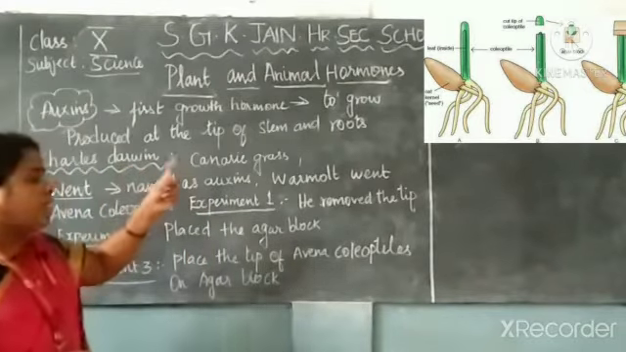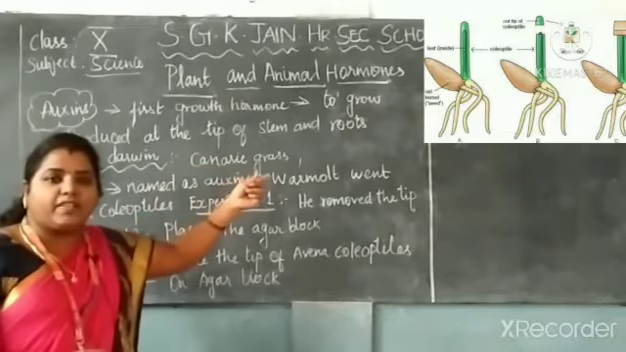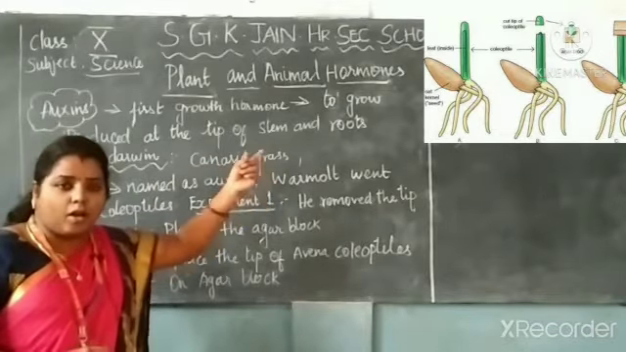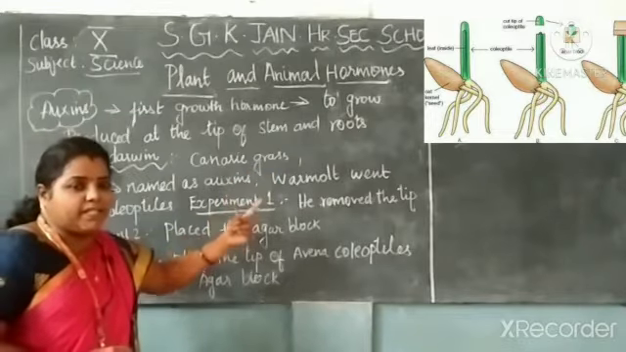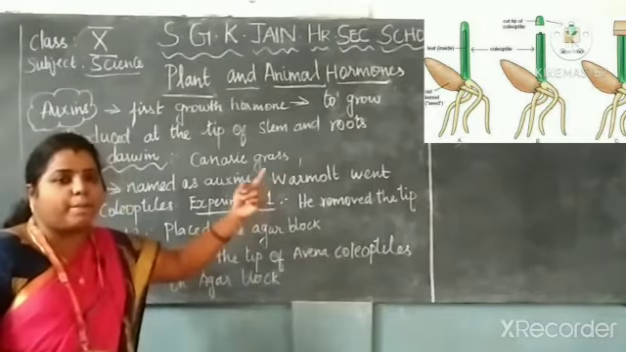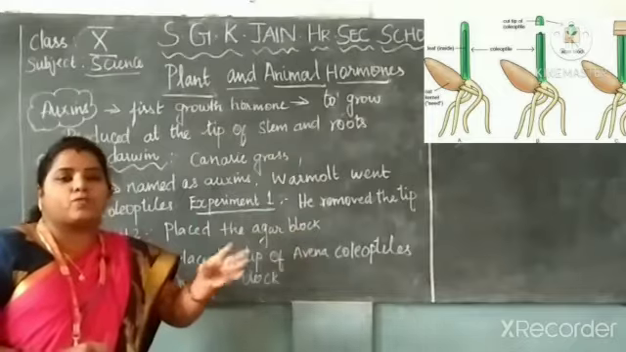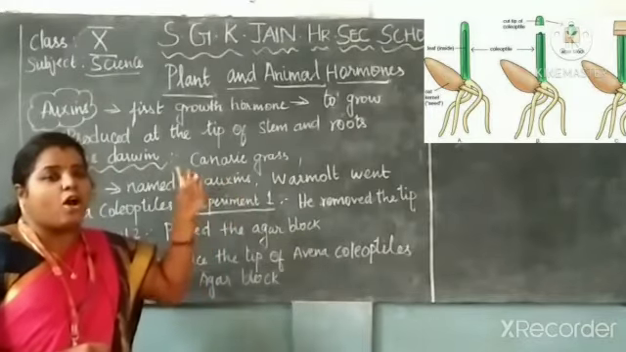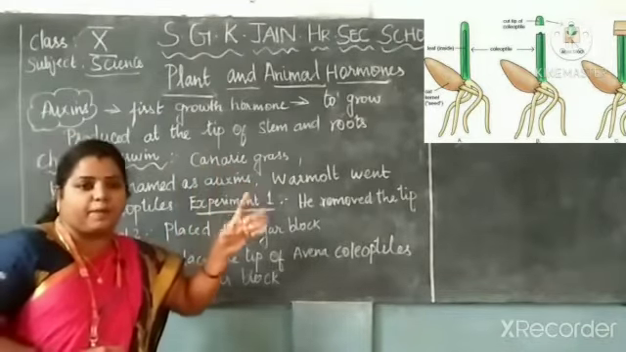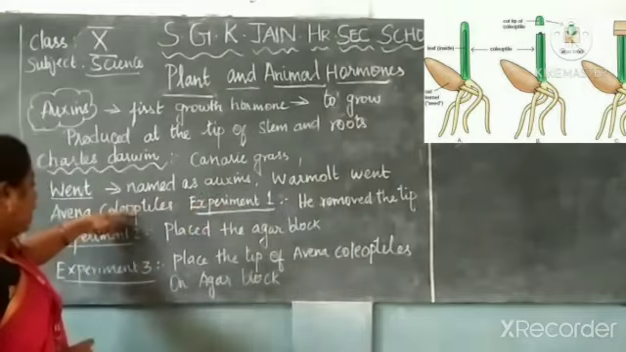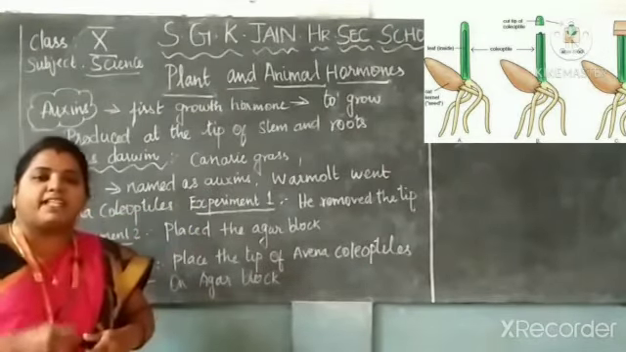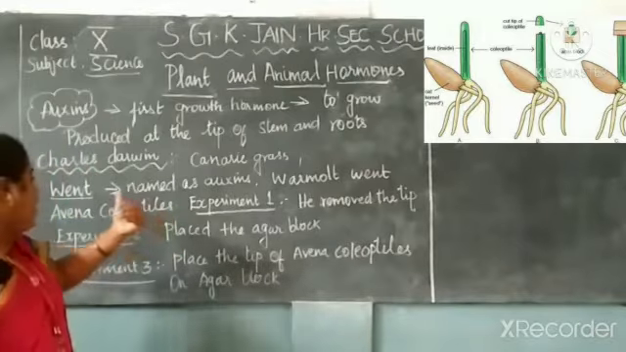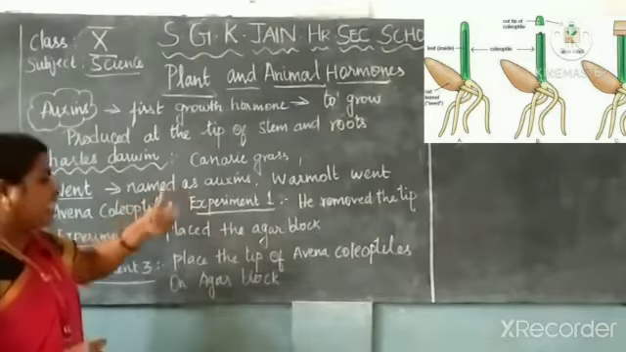Based on this growth hormone, he concluded with 3 experiments. He observed and concluded based on the 3 experiments. That is why I am telling you Went's experiment is a famous experiment. First, he made the experiment with the Avena coleoptile.